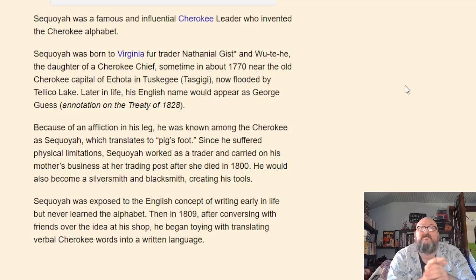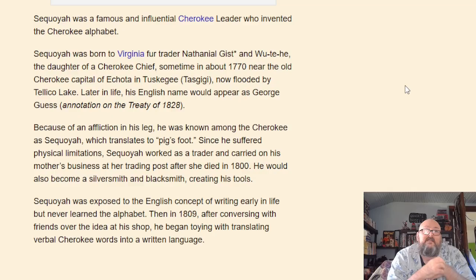Later in life, his English name would appear as George Guess, which you can find with the Treaty of 1828. Because of an affliction in his leg, he was known to the Cherokee as Sequoyah, which translates to pig's foot. Since he suffered physical limitations, he worked as a trader and carried out his mother's business at the trading post after she died in 1800. He would become a silversmith and blacksmith, creating tools. He was exposed to the English concept of writing early in life, but never learned the English alphabet.